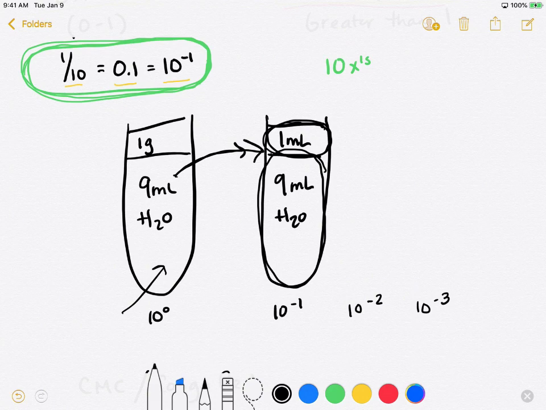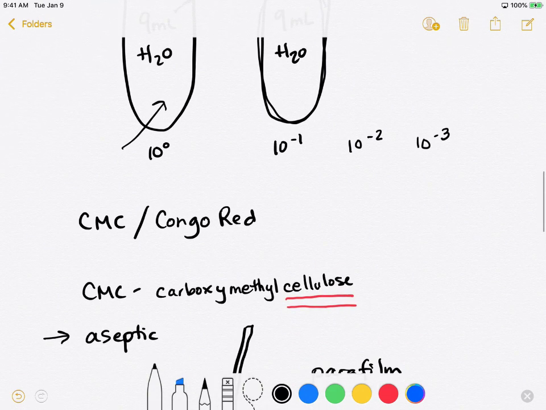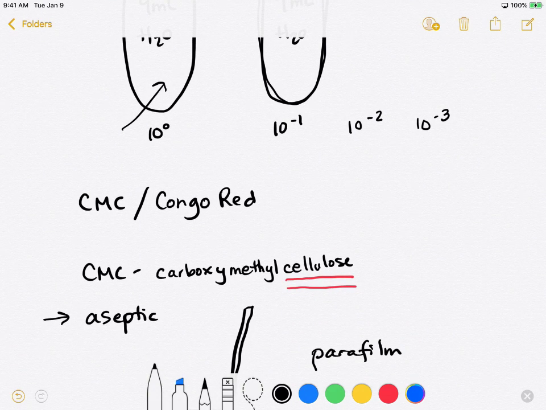After you did your serial dilutions, you then plated these dilutions onto CMC Congo Red growth medium plates. CMC Congo Red plates are a different type of plate that we haven't used before. The CMC stands for carboxymethyl cellulose. The important part to focus in on here is that cellulose.